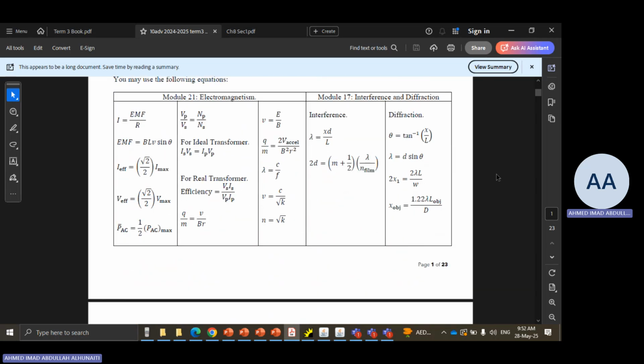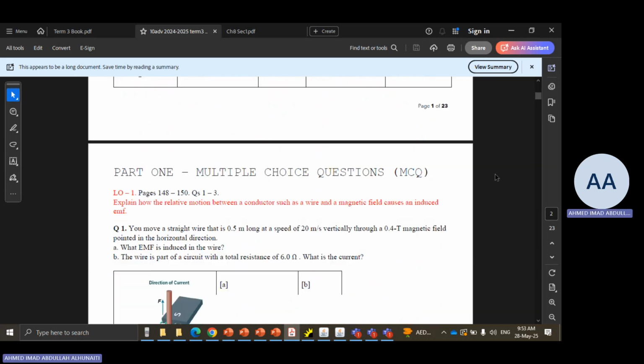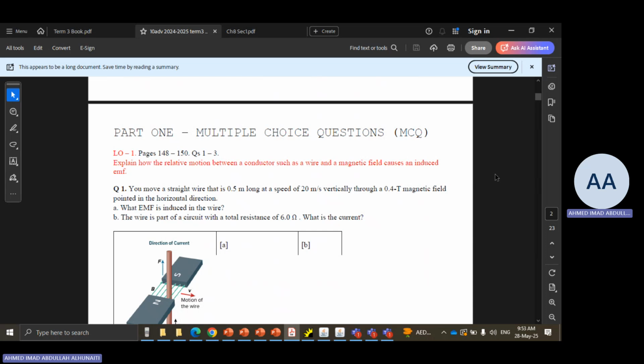Here are some equations we may be using today. Of course, the Heykel is divided into two sections, part 1 and part 2. Part 1 consists of multiple choice questions, which you will be doing on your computer, inshallah, in school. And part 2, I think it's 4 or 5 open-ended questions. We also call them free response. Let's begin with question 1 from the multiple choice questions. So part 1, multiple choice.